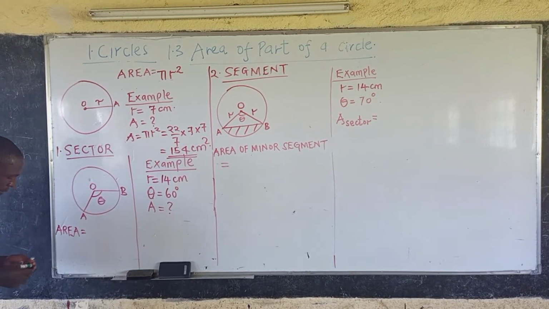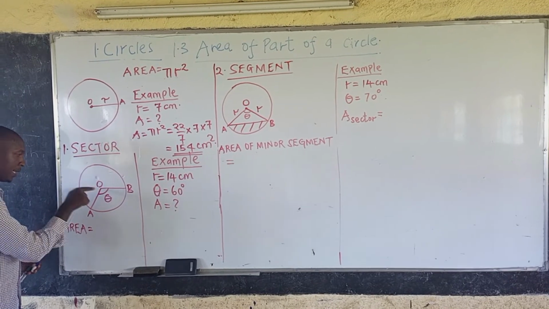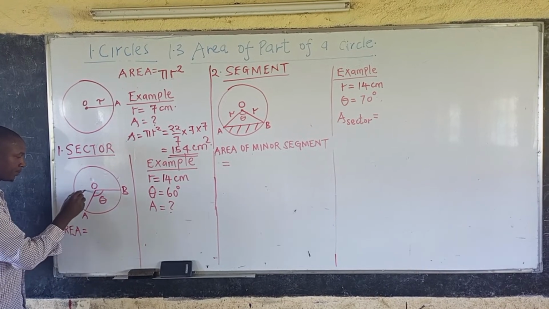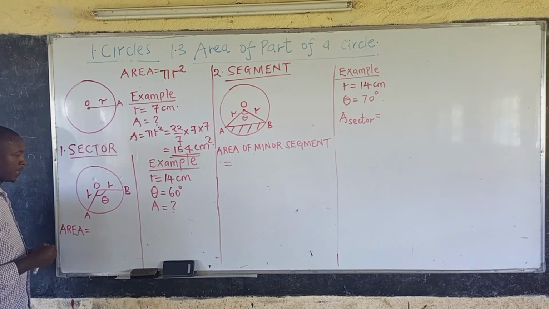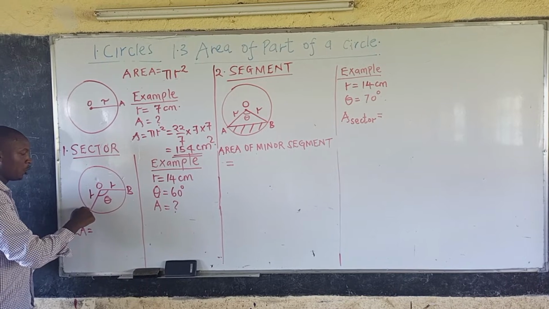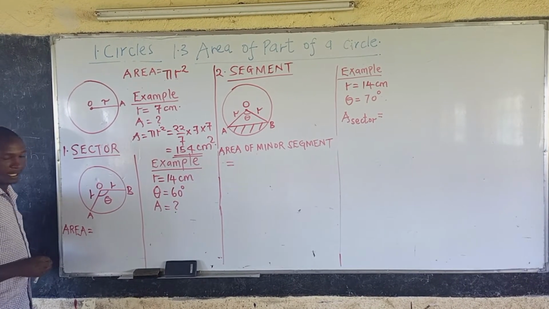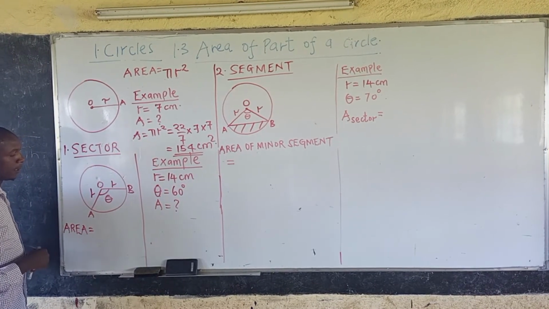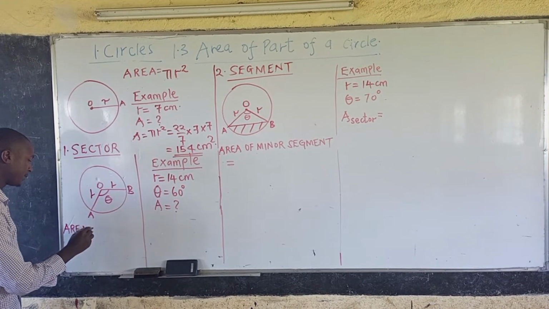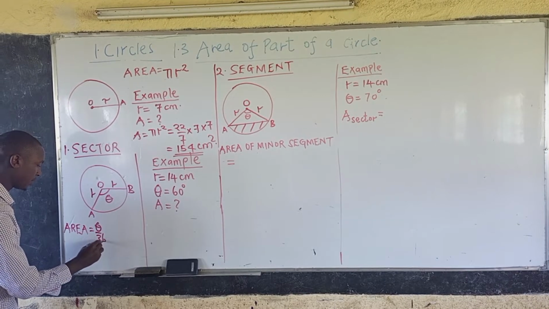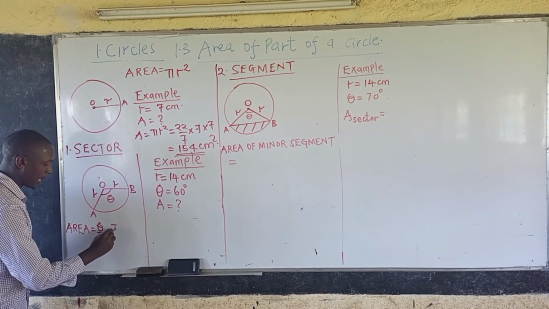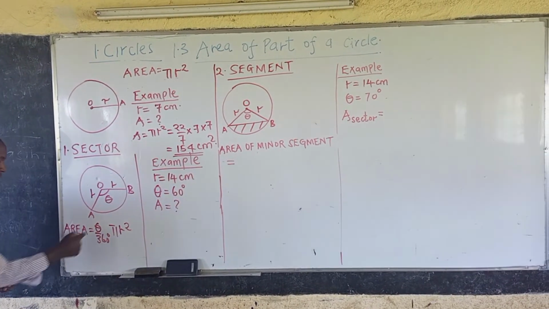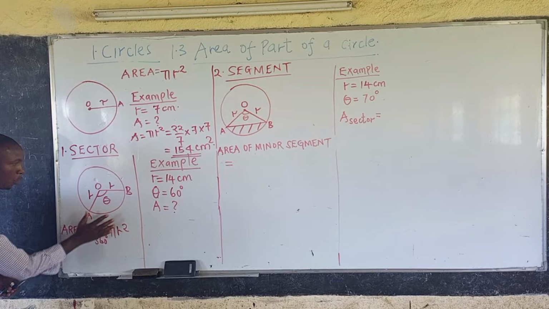So if we have a circle like this one with a center O, and then we have a radius 1 and another radius 2, then the angle between the two radii is going to be called theta. If I want to find the area of the minor sector, then we have theta over 360 degrees multiplied by the area of a circle, which is pi r squared. So you can see this portion is a fraction of the whole circle.